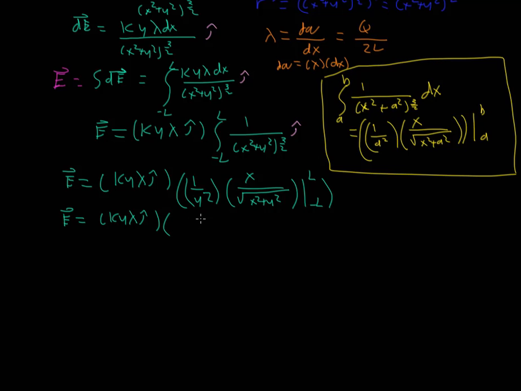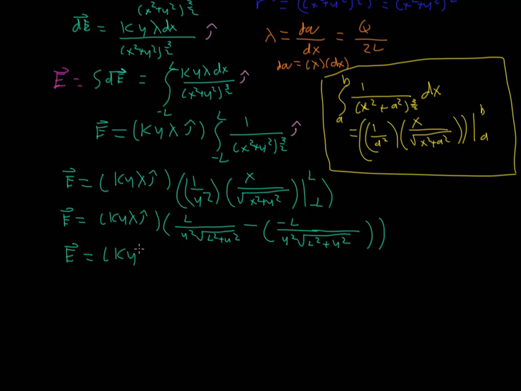Let me just make sure I don't make any mistakes. Nope, looks good. So we're going to get L over y squared times the square root of L squared plus y squared, minus, and then we sub in negative L, over y squared times the square root of negative L squared, which just becomes L squared, plus y squared. And so these two are actually the same expression, so we add them, and we end up getting 2 of them.